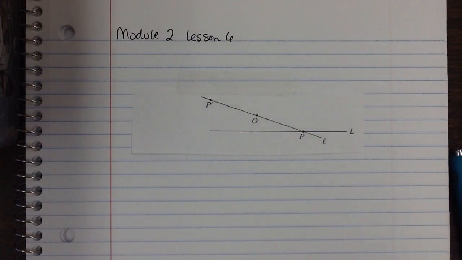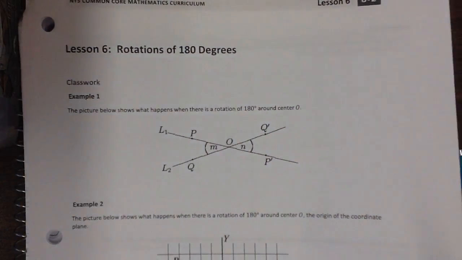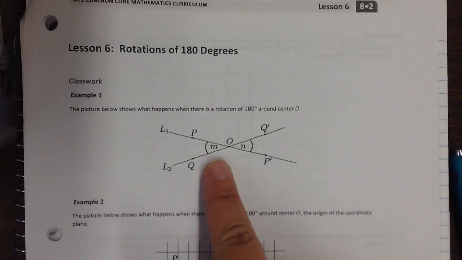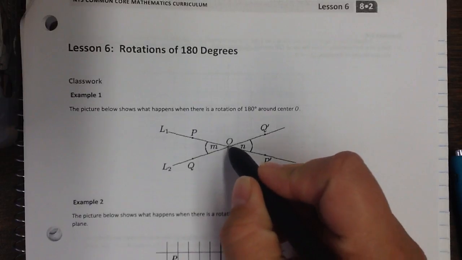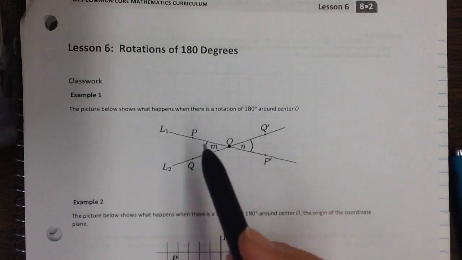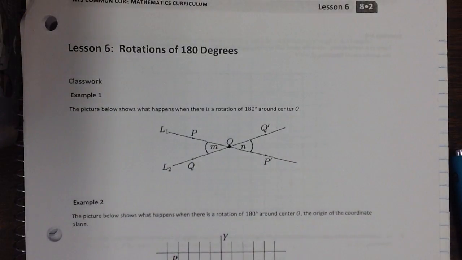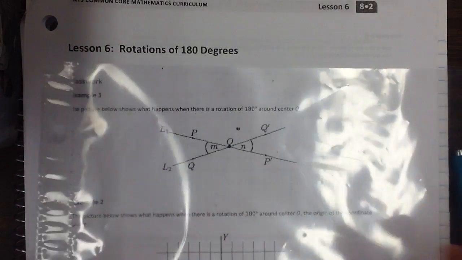Alright, we're going to start with Module 2, Lesson 6, right here in your packet, and we're going to first talk about this example. The picture below shows what's happened when there's a 180-degree rotation around center O. O is right here, okay? And this is our original angle, and it's been rotated. I'll show you what that looks like.